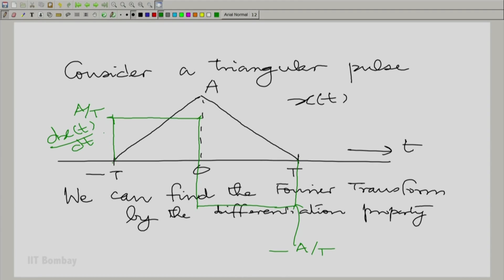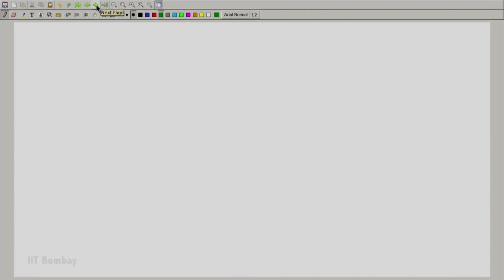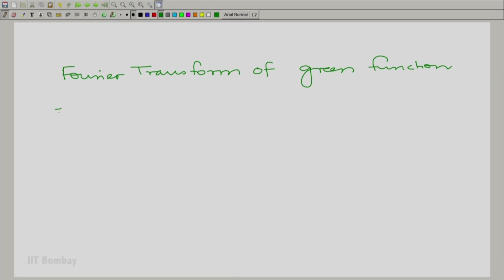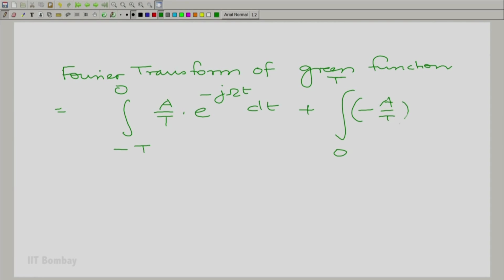And you can see it is very easy to calculate the Fourier transform of the green function. Let me do it for you. It is essentially integral from minus t to 0 of a by t, that is a constant, times e raised to the power minus j omega t dt, plus integral from 0 to capital T of minus a by t times e raised to the power minus j omega t dt. Easy to evaluate. You can do it, I leave it to you as an exercise.